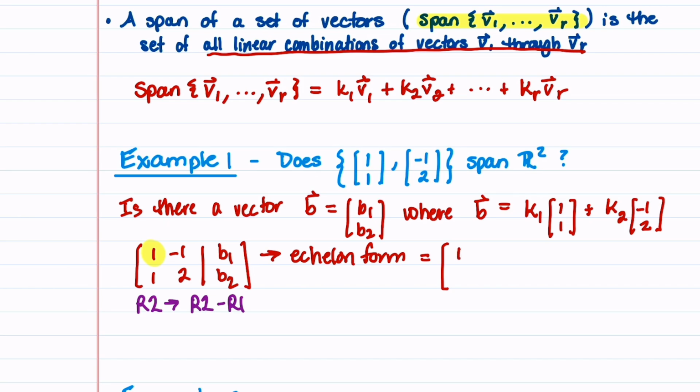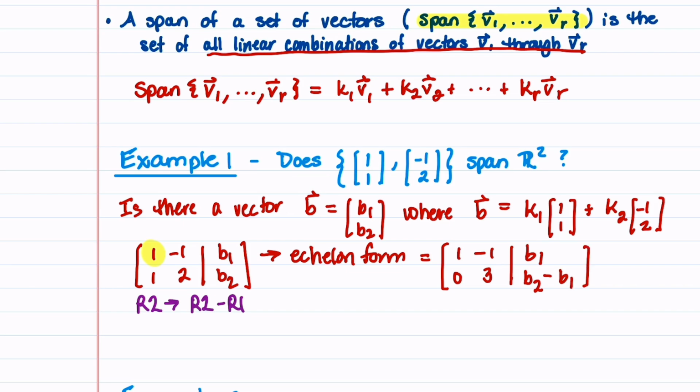So this gives us 1, minus 1, B1. Now we have to think. We're going to multiply the top row by minus 1 and add it to the next row. So we get a 0, and then we're going to get a 3, and then B2 minus B1.